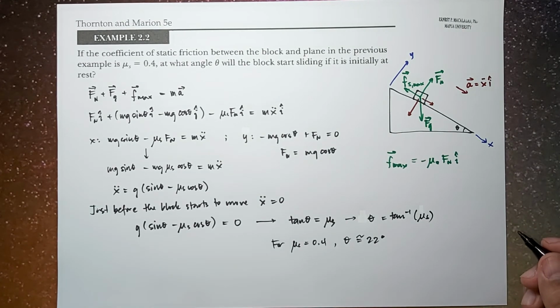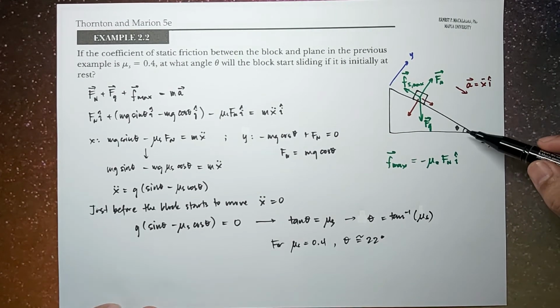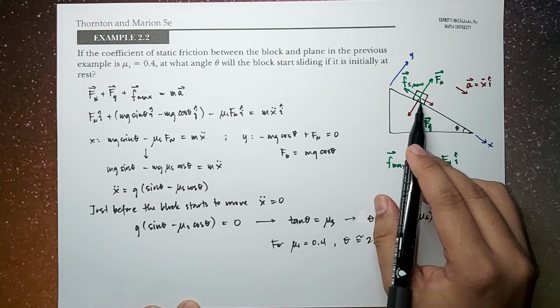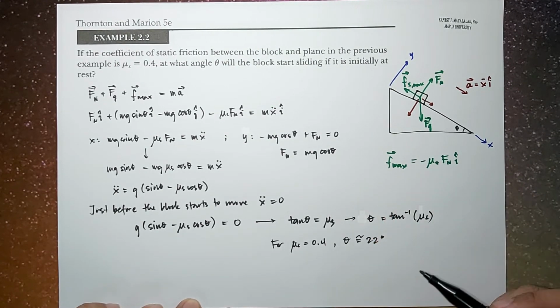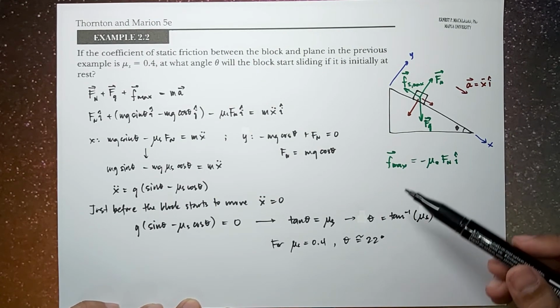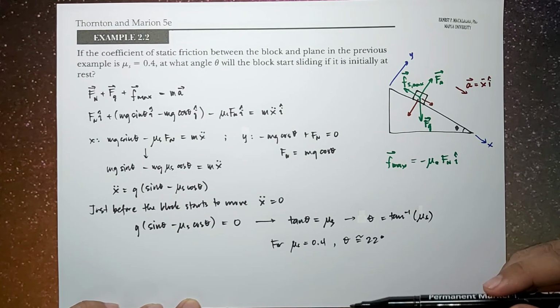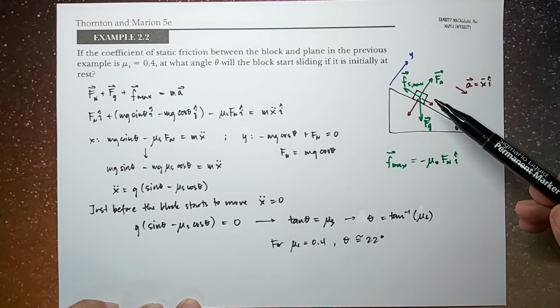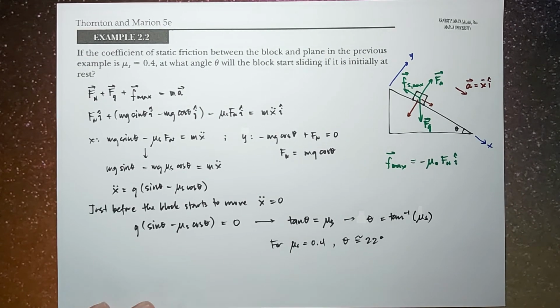So what does it mean? It means that if the angle theta is increased further than 22 degrees, the block would now start to move. Otherwise, if theta would be below 22 degrees, any angle between 0 to 22 degrees, the block would still remain in place. Okay, so that's it. That's example 2.2 of Thornton and Marion 5th edition.